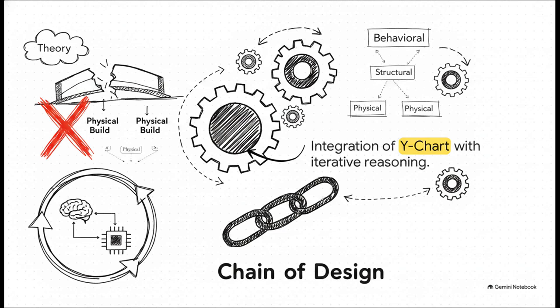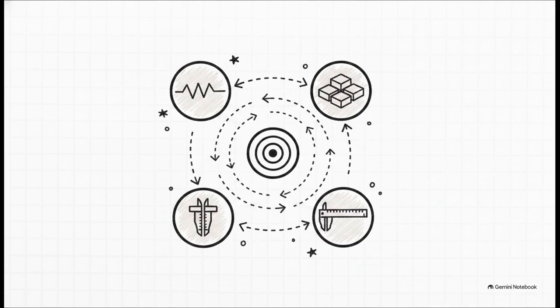Well, Chain of Design prevents this by synchronizing multi-domain reasoning right in the center. You are constantly oscillating between these three domains. For instance, say you have a failure in the behavioral domain, like you fail a measurable transient load test. That immediately triggers a hypothesis in the structural domain.